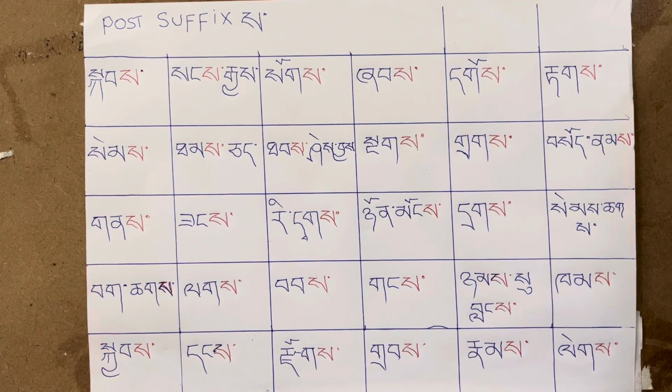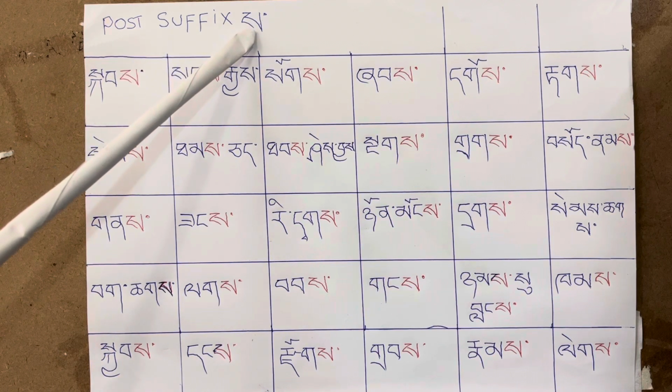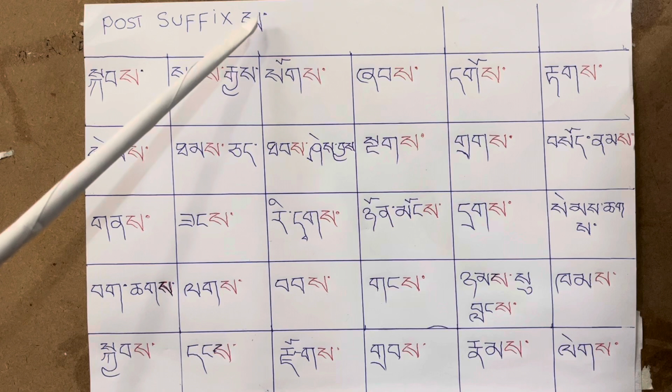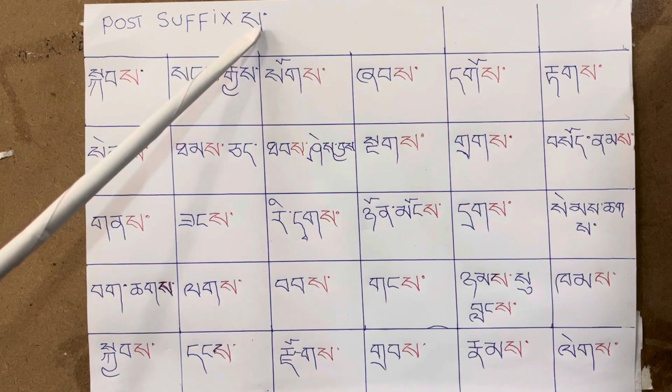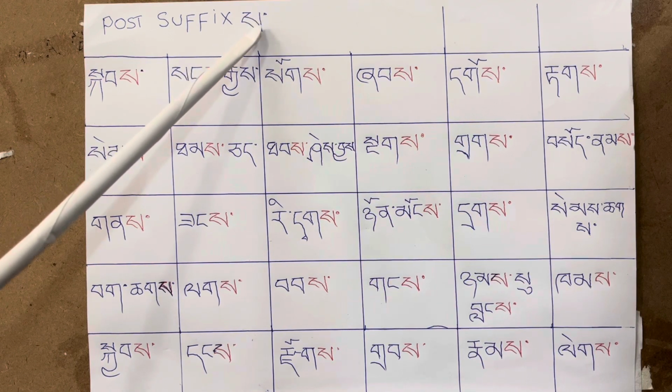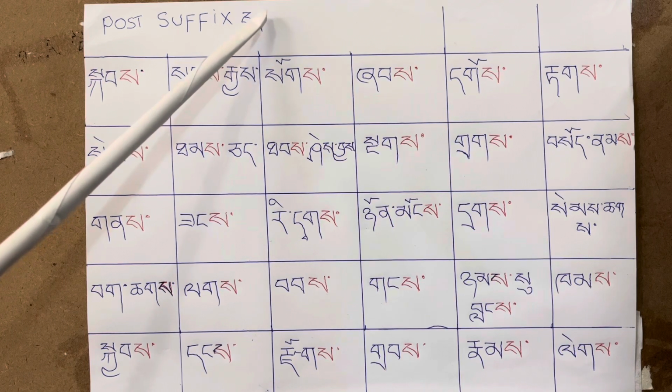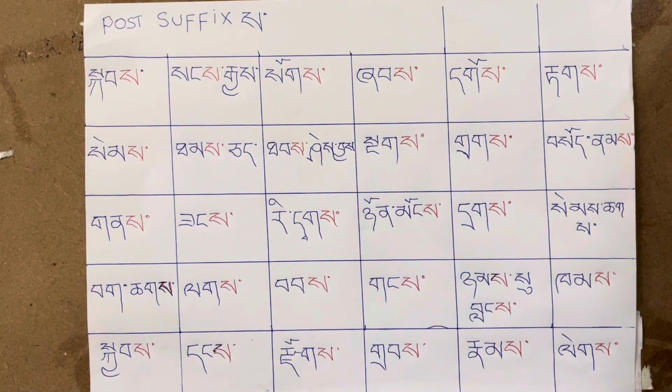Now you can read quickly. So yesterday we learned that if a post suffix is there, it remains silent and you don't have to pronounce it, right? But then how do we determine if it is a post suffix or a suffix?